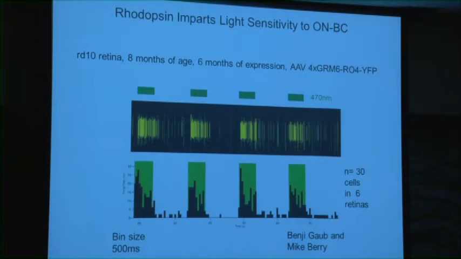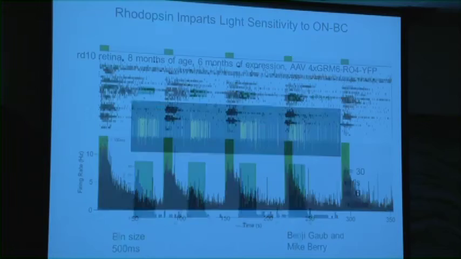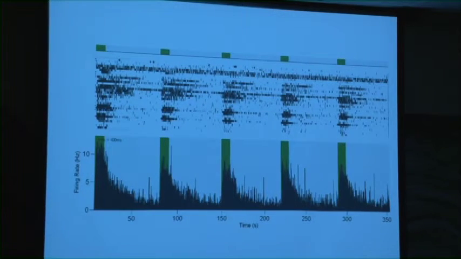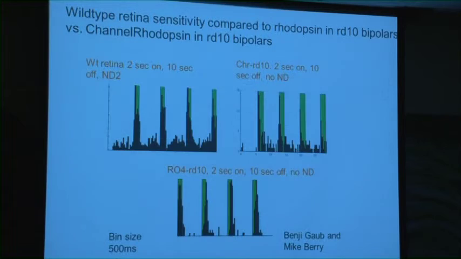So in the first set of experiments, Benji was able to show that rhodopsin transferred to on bipolar cells drives light sensitivity in ganglion cells. And here's a raster plot. Each one of these traces, here are the light pulses. You see the activity goes way up, and this is about 30 different ganglion cells being recorded simultaneously, being driven by the on bipolar cells.